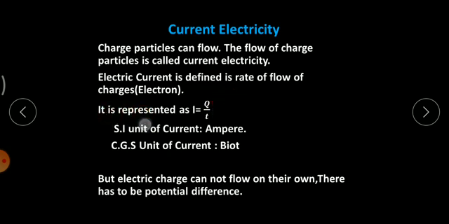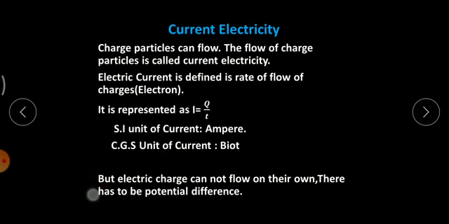It is represented by this formula. Remember, whenever rate comes in any definition, it is divided by time. Current is represented by the symbol I. The definition says it is the flow of charge, and charge is represented by the symbol Q. So it is the rate of flow of charge, therefore I equals Q upon T. Now the SI unit of current, the standard international unit, is ampere, named after the scientist Ampere. The CGS unit is biot, again a scientist's name. You will come to know about the biot in higher classes.